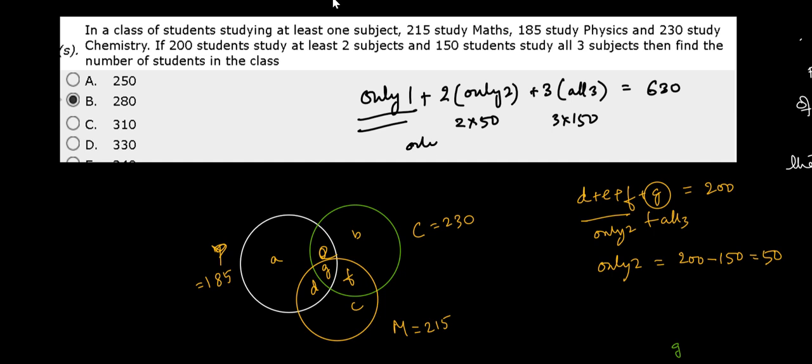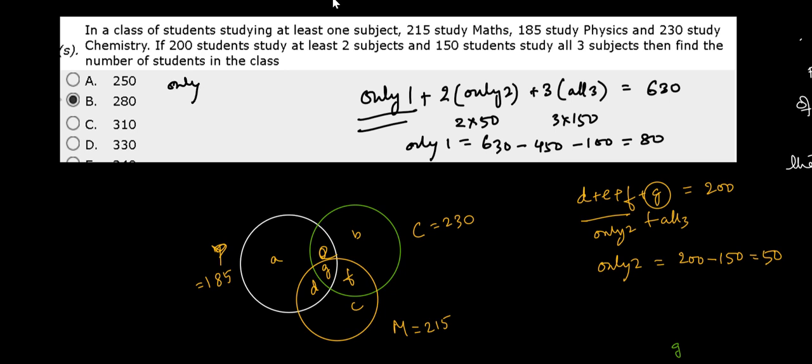So what is only 1? 630 minus 450 minus 100 is 80. Only 1 is 80, correct?